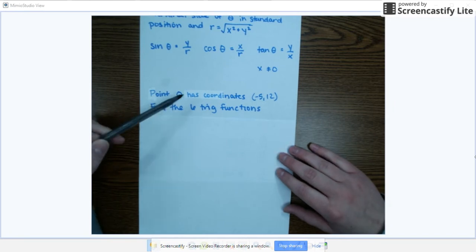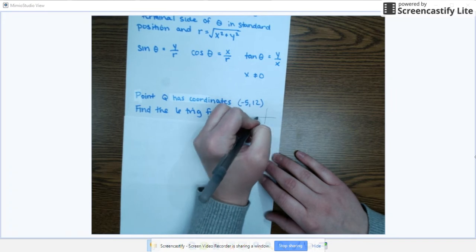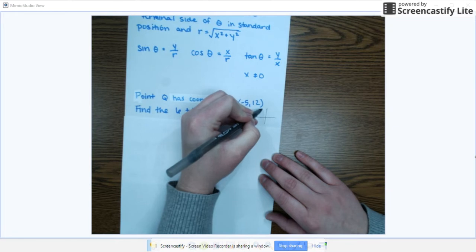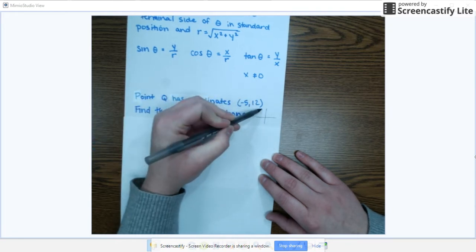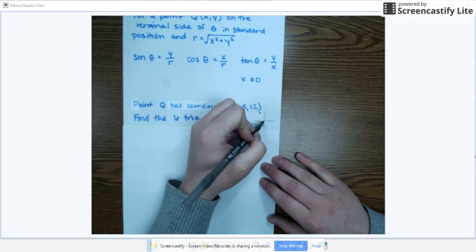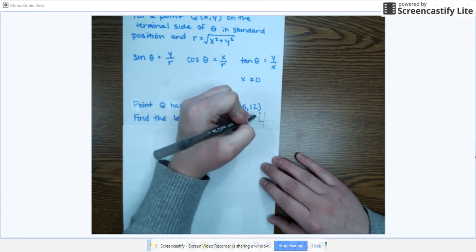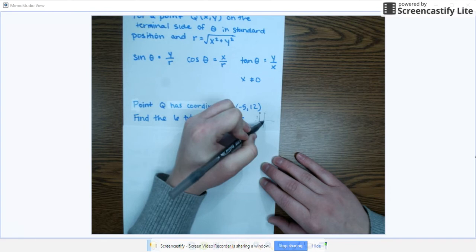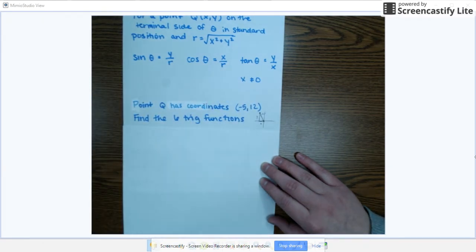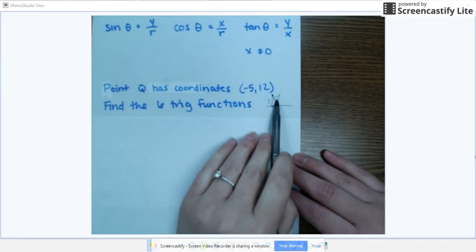So we have our point. It has the coordinates -5, 12. Well, if I go on my coordinate plane, -5 we'll say is right here, and then +12. Say this is my point on my coordinate axis. I know that's kind of small. But we have this x value, and then we have this y value. From the origin, you have this extra side, and this is what we call r. Okay, so this is our side length r.